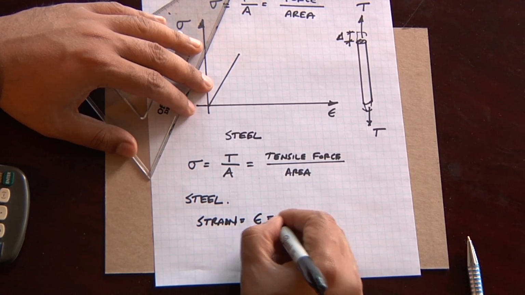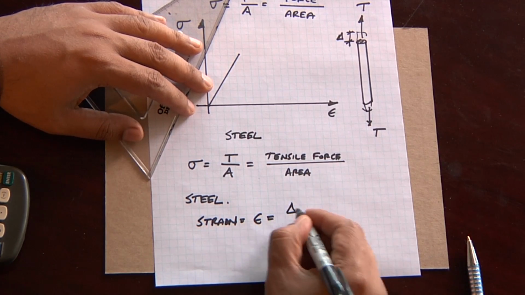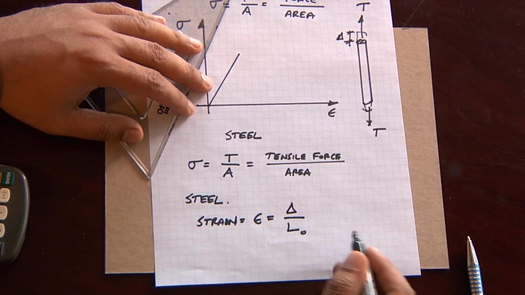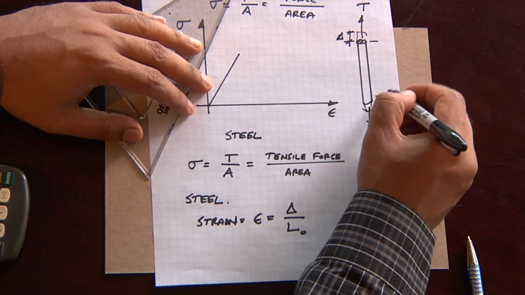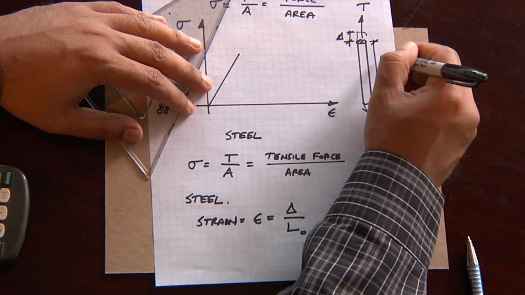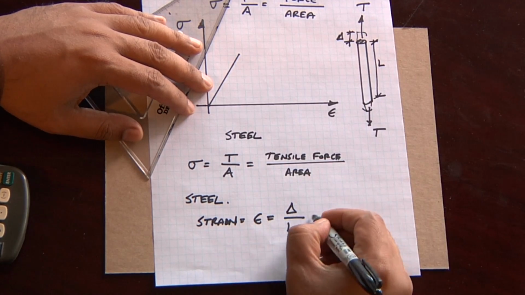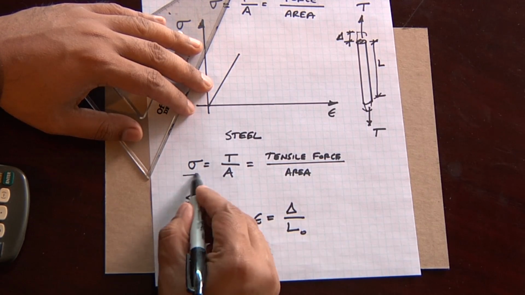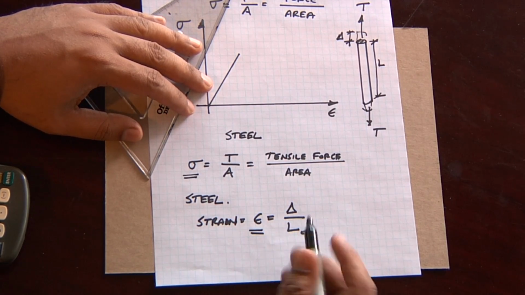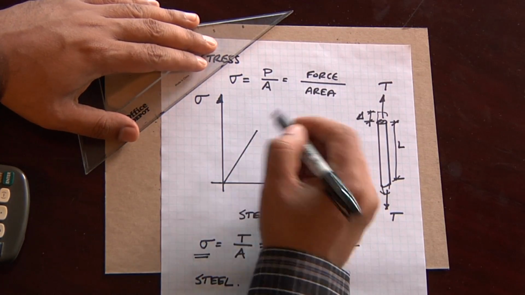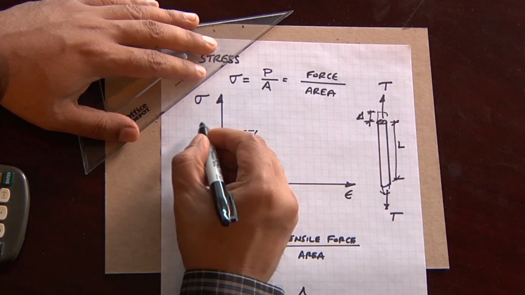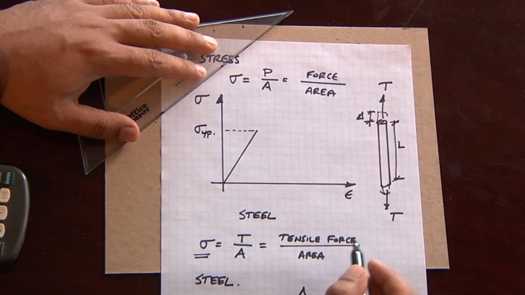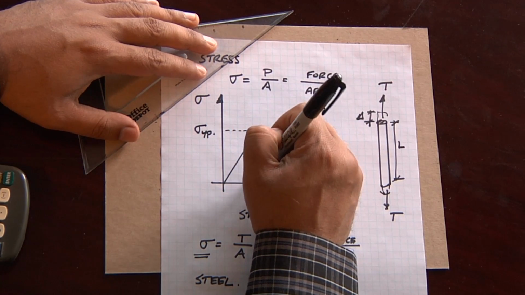Strain is measured using the term epsilon, which is delta divided by the original length. Delta is the deformation of the bar. L is the original length of the bar. And so this is called strain. Stress and strain. So the stress-strain curve looks something like this, and it reaches a magic point here, which we call the yield point. And this is called the yield strain.